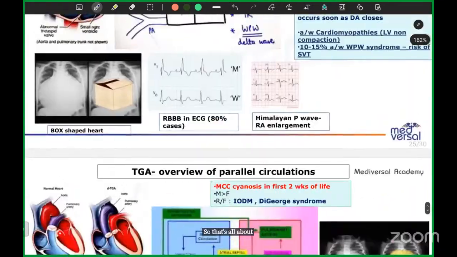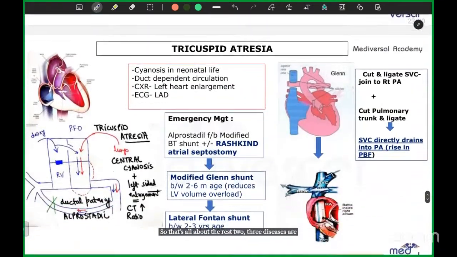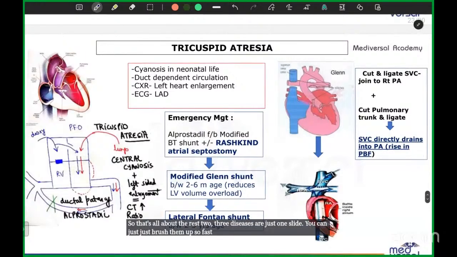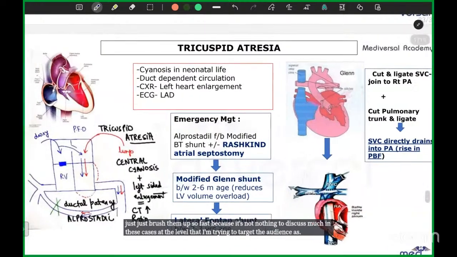The rest 2-3 diseases are just one slide each. You can just brush them up so fast because there's nothing to discuss much in these cases at the level that I'm trying to target the audience at. It's tricuspid atresia. Very simple.